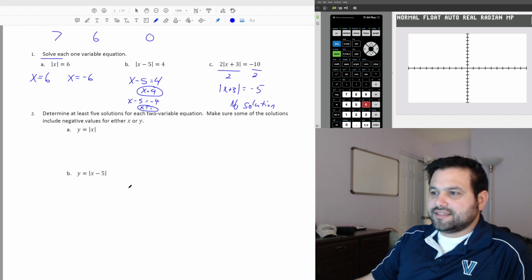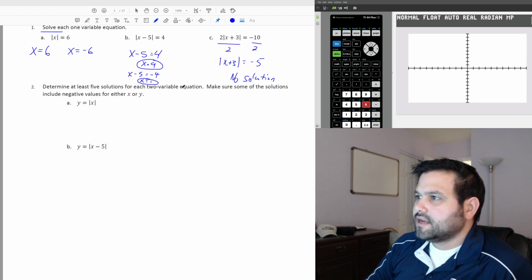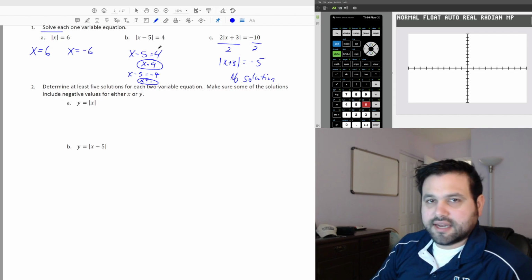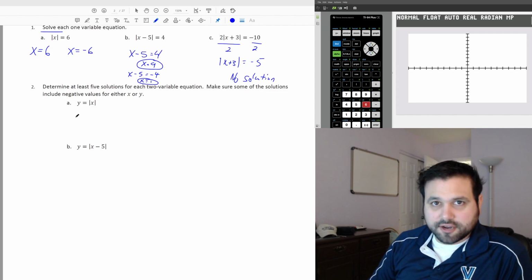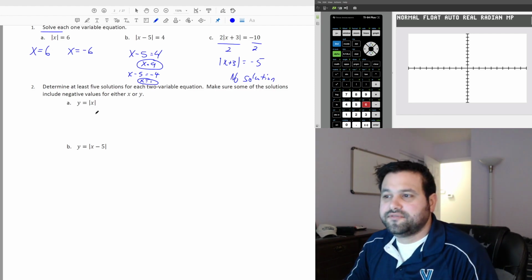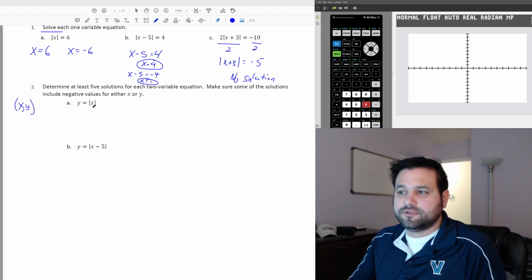Number 2, determine at least 5 solutions for each 2-variable equation. So here we're just talking about solving equations, getting x by itself. Now we're going to start talking about the actual function itself. So coordinate points, right? If I'm talking about x, y coordinate points, what are some examples we can use?